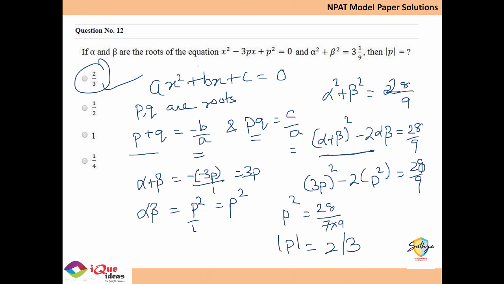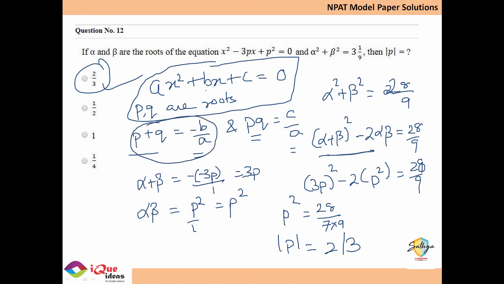So the funda to remember is that when the roots of the equation are given, the sum of the roots is minus b by a, where b is the coefficient of x and a is the coefficient of x square, and the product of the roots is equal to the constant divided by the coefficient of x square. After that, it's simple going. So once you are aware of this funda, this is very easy to solve.